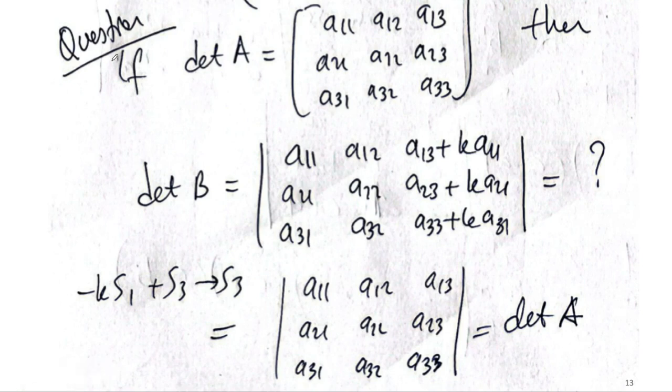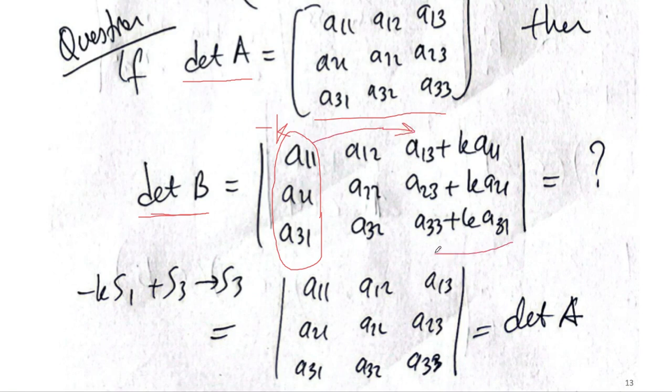Here is another example. Suppose we know the determinant of A. Then what will be the determinant of B? Can we express this in terms of the determinant of A? And actually we can do that, because we can do a column operation here. We can multiply the first column by minus k and add to the third column. This is the third column.